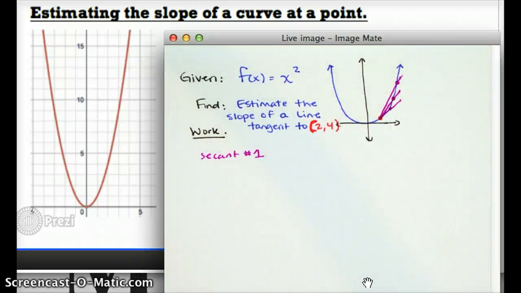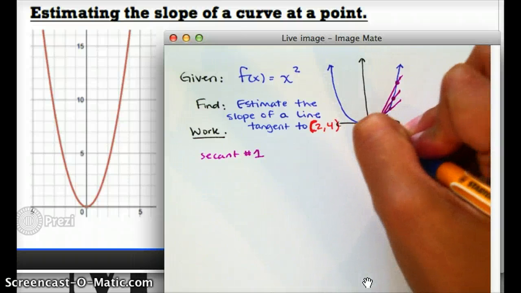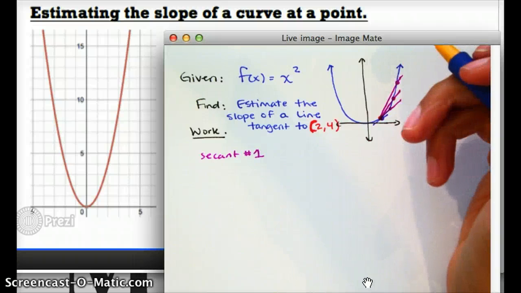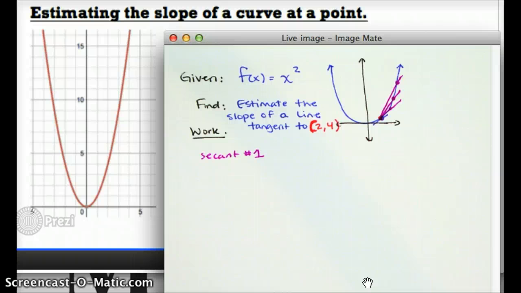Remember visually that a tangent would be a line that just barely grazes the function at this point without crossing through it and only touching at that one point. So go ahead and set up your work. In fact, pause the video and choose some intervals that you would want to use. When you press play, you can see the ones that I chose.